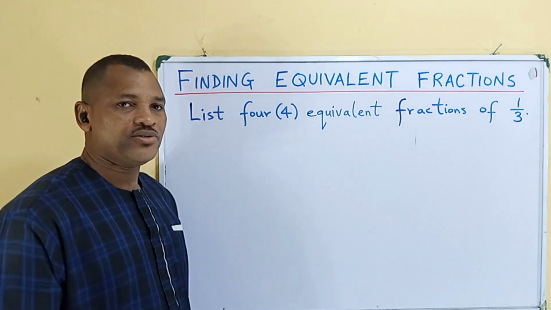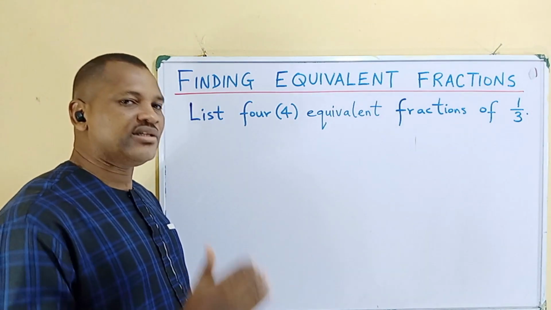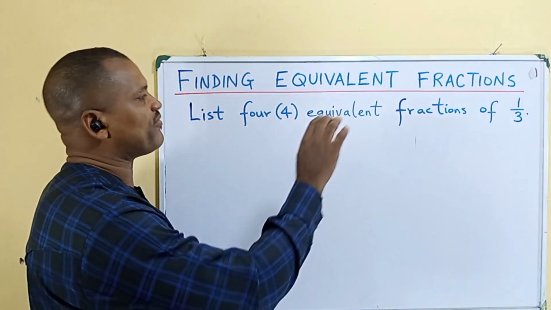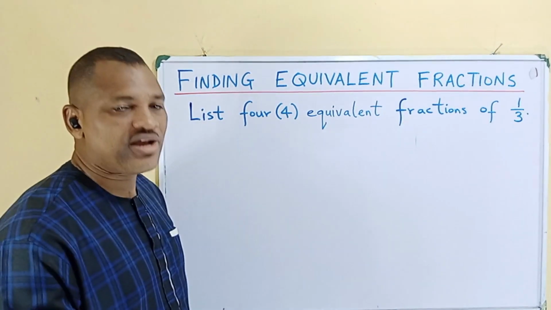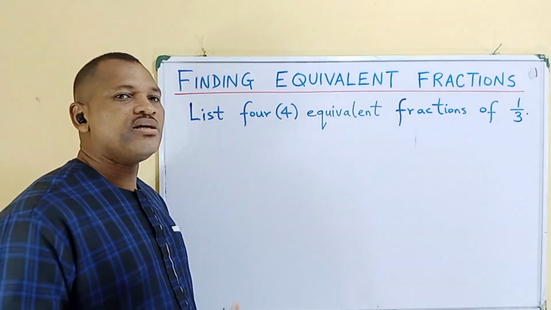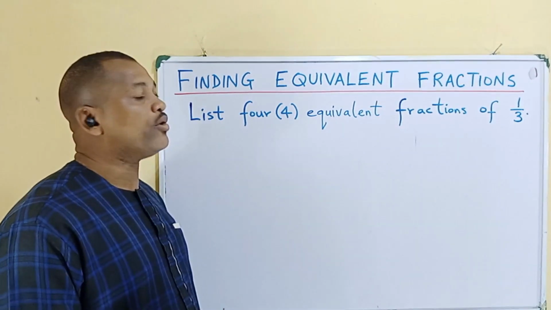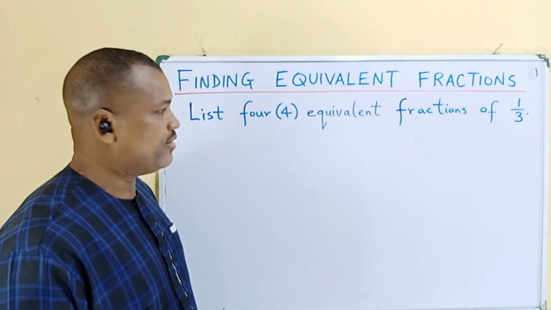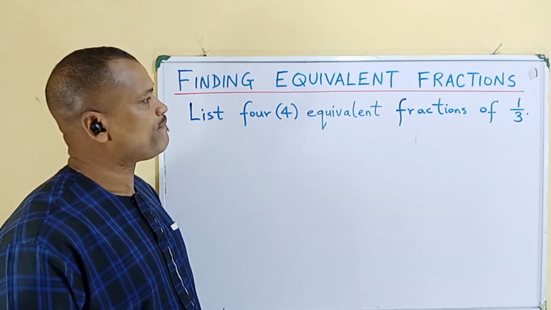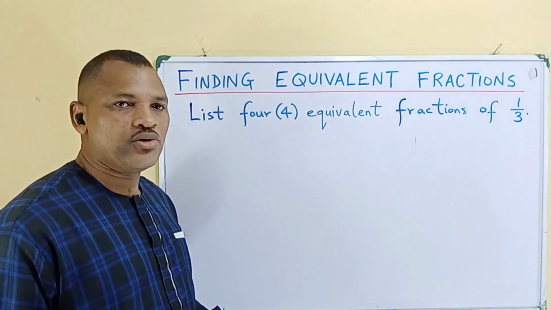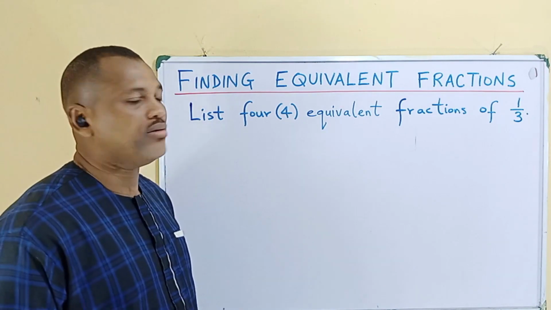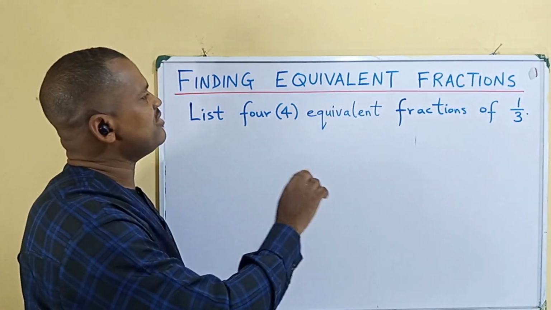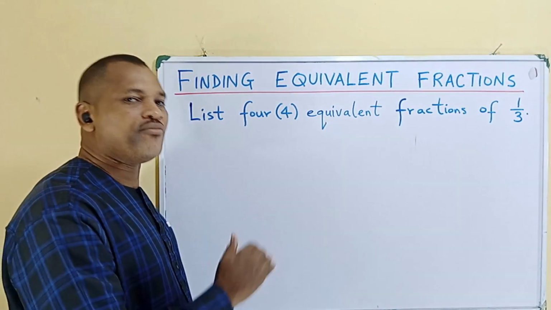In our previous videos, we treated equivalent fractions, and we saw that equivalent fractions simply means equal fractions. They mean fractions that have the same value. They may not look alike or similar, but they are the same because they have the same value. And also we saw in our previous videos how to tell if two fractions are equivalent or equal. Now, in this video, our concern is to find equivalent fractions of a given fraction.